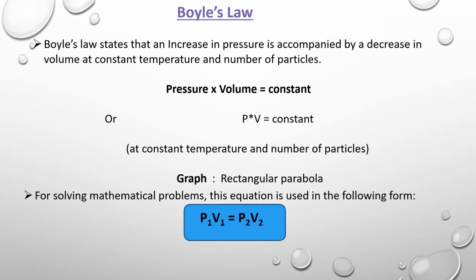Boyle's law states that an increase in pressure is accompanied by a decrease in volume at constant temperature and number of particles. Pressure multiplied by volume is equal to constant. Graph: rectangular parabola, when we draw a graph P against V. For solving mathematical problems, this equation is used in the following form: P1 V1 is equal to P2 V2.